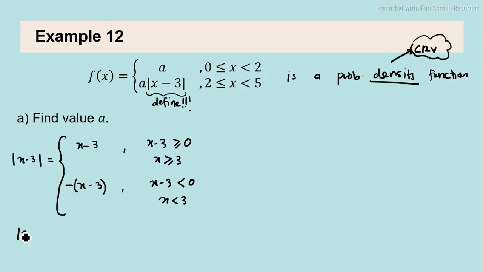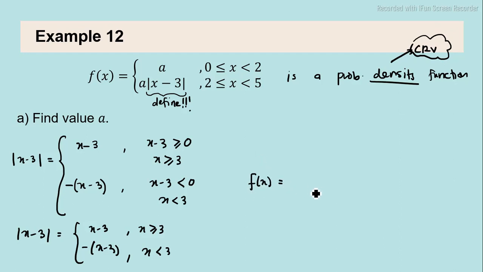Kalau nak buat cantik sikit, awak boleh terus buat macam ni. So x minus 3, negative x minus 3. Now your range is x greater equal 3 and kat sini x less than 3. So ini adalah definition of modulus yang kamu dah buat. So apa kita nak buat dengan modulus ni? Now you will have a new function. Kenapa saya kata new function?